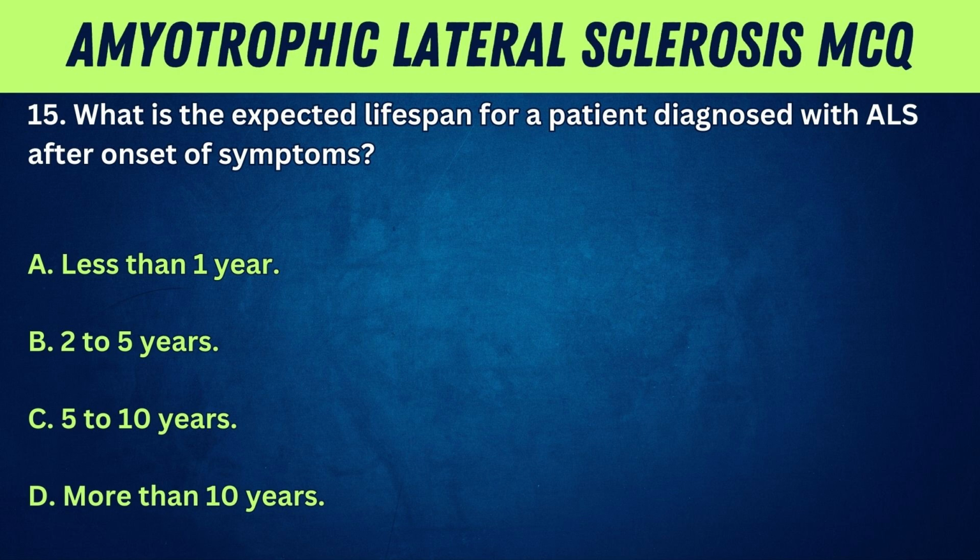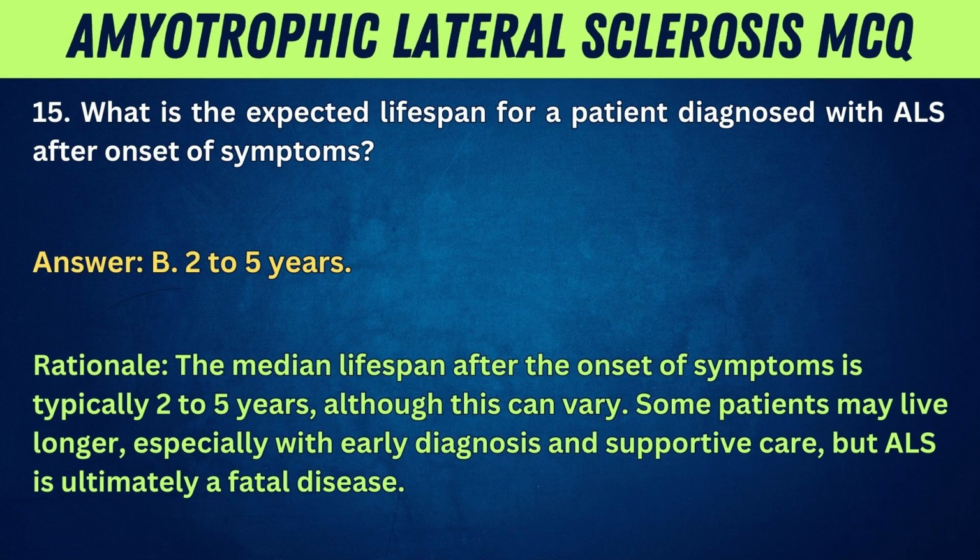15. What is the expected lifespan for a patient diagnosed with ALS after onset of symptoms? A. Less than 1 year. B. 2 to 5 years. C. 5 to 10 years. D. More than 10 years. Answer: B. 2 to 5 years.